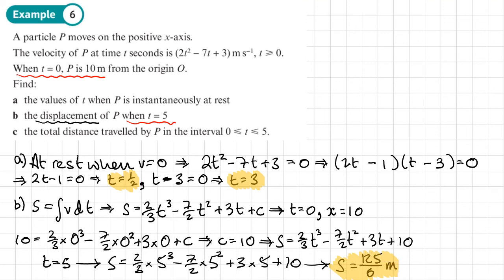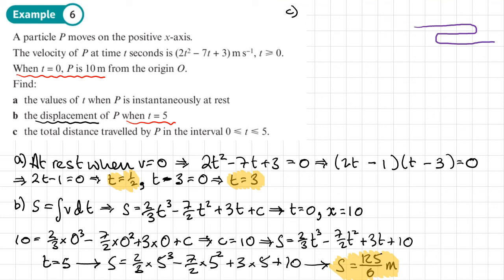Okay, part C, it says, can we work out the total distance travelled by P in the interval 0 to 5? Now we need to be careful because there are times when the velocity is 0, and normally what happens when the velocity is 0 is because something has changed direction. So it's probably that the path of this is that it goes forward, then the velocity is 0 and it changes direction, then the velocity is 0 again, and it changes direction.